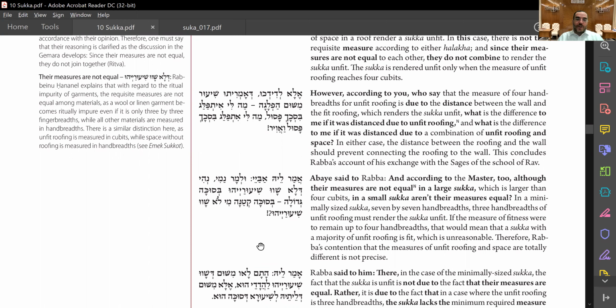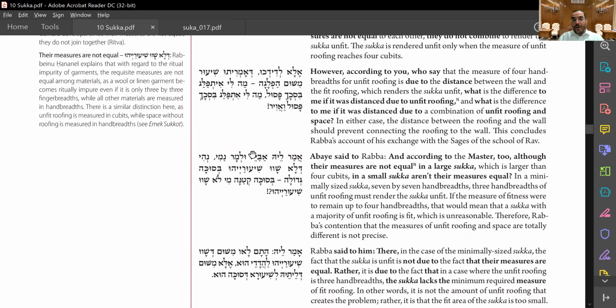Okay, so that's very interesting. Now, Amale Abaye. Now, Rabba's student Abaye is going to come and challenge his teacher. Hold on, not so fast. Even for you, for the master. Nehardea shavu shi'oraihu besukah gedola besukah ketana mi lo shavu shi'oraihu. I can come up with a case where the shi'urim for empty space and for sechach pasul is the same. That would be the smallest sukkah.